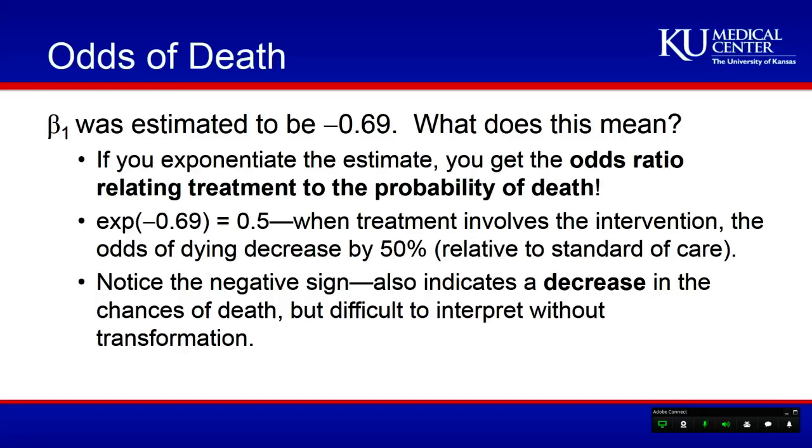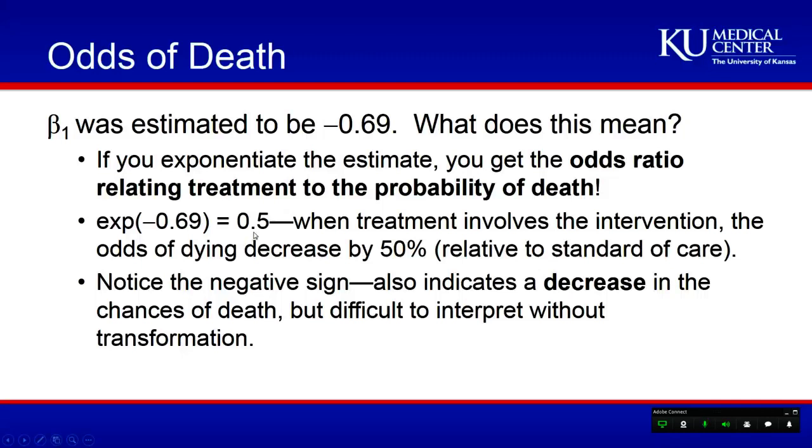A value of a ratio less than 1 indicates a decrease in odds. A value of a ratio greater than 1 indicates increasing odds associated with treatment. So it makes sense that if I have a negative slope, I would see somehow decreasing chances of death occurring with treatment relative to the standard of care. But to quantify that, I have to exponentiate it, and it gives me 0.5.